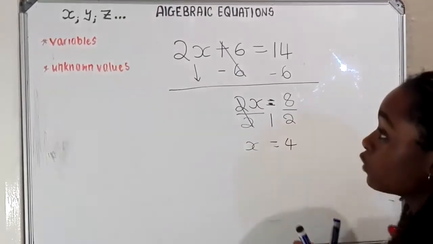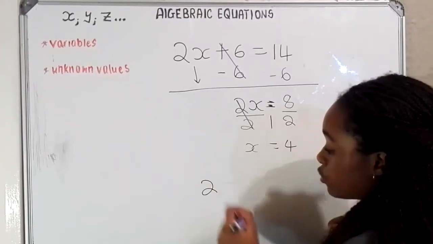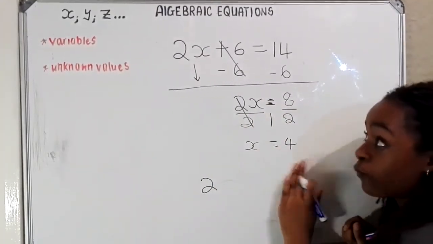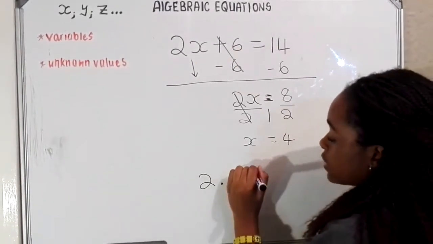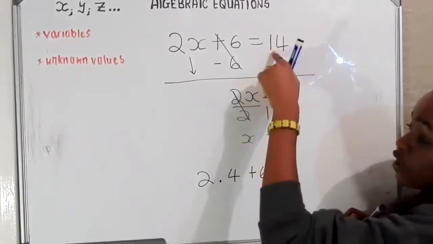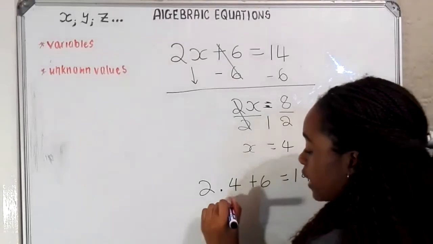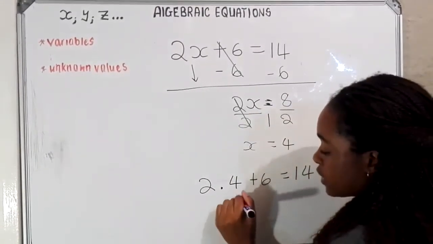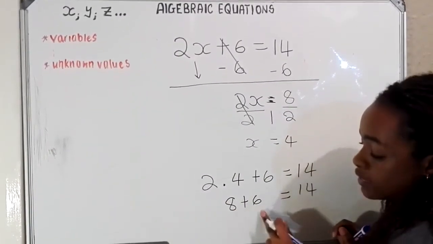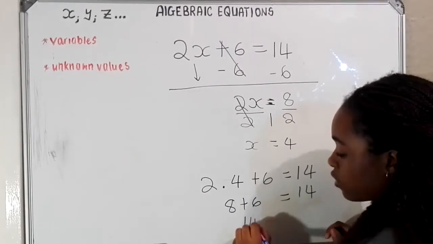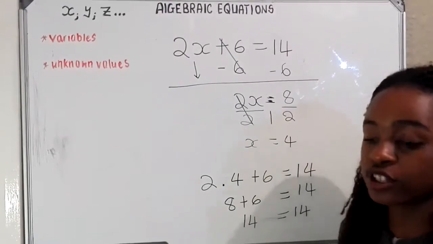So we can also check this if we substitute the value of 4 into our equation. So we have 2, we know the value of x, which is equal to 4. So we'll multiply by 4 and plus 6. This must give us an answer of 14, okay? 2 times 4 is 8. Don't forget your plus 6, okay? And you have 14, okay? 8 plus 6 is equal to 14. 14 is equal to 14. So this equation is balanced and this equation is true, okay?